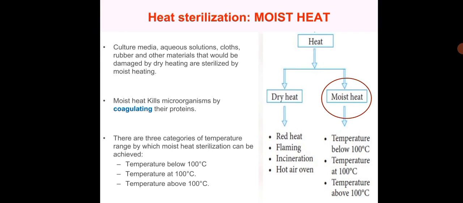Moist heat kills microorganisms by coagulation of their proteins. There are three main categories of temperature range by which moist heat sterilization can be achieved. They are temperature below 100 degrees Celsius, temperature at 100 degrees Celsius, and temperature above 100 degrees Celsius.